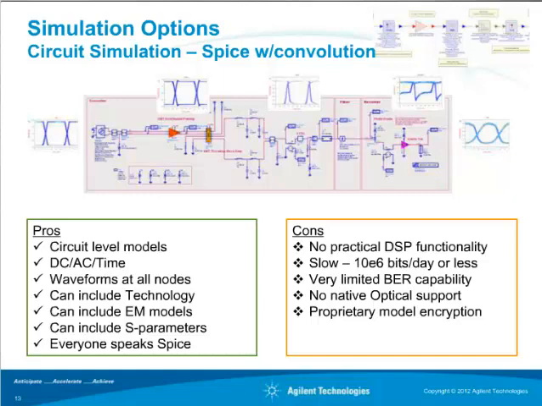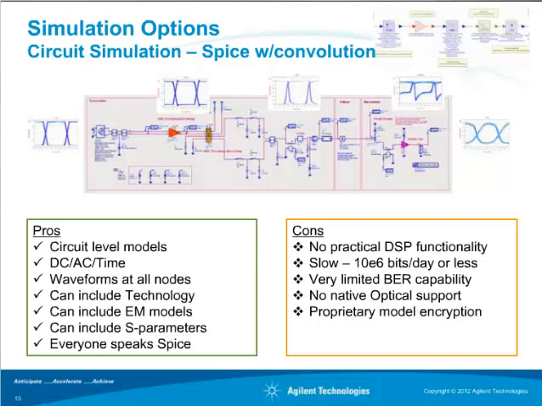You can include technology. You can include EM models for channel and packaging and those kinds of things, and you can include S parameters wherever they come from. And the good thing is most everybody out there speaks SPICE. We all know what that does. We know how to set it up. We know how to run it. On the disadvantages side, SPICE really has no practical way of implementing DSP functions.